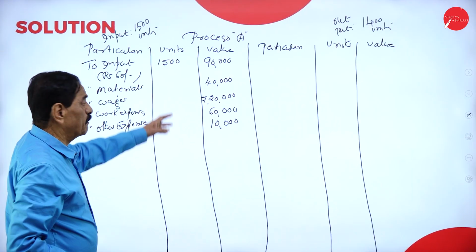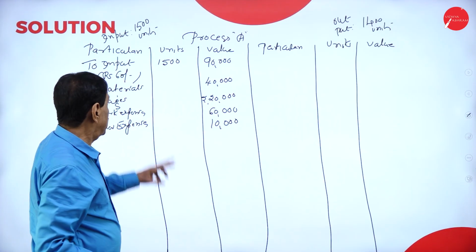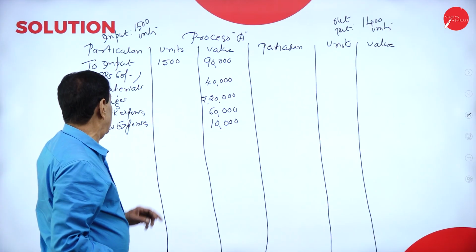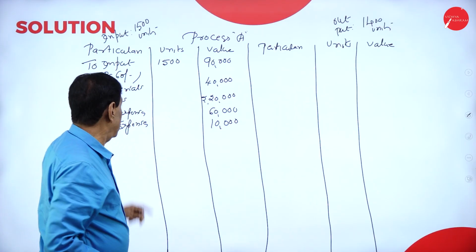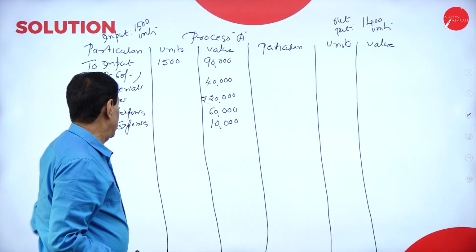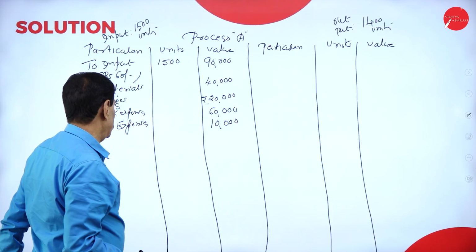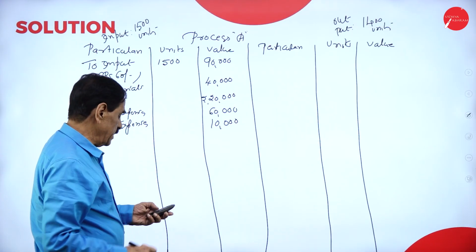So you put how many units introduced? 1500. At what rate? 60, becomes 90,000. Material cost 40,000. Wages 2,20,000. Work expense 60,000. Other expenses 10,000.